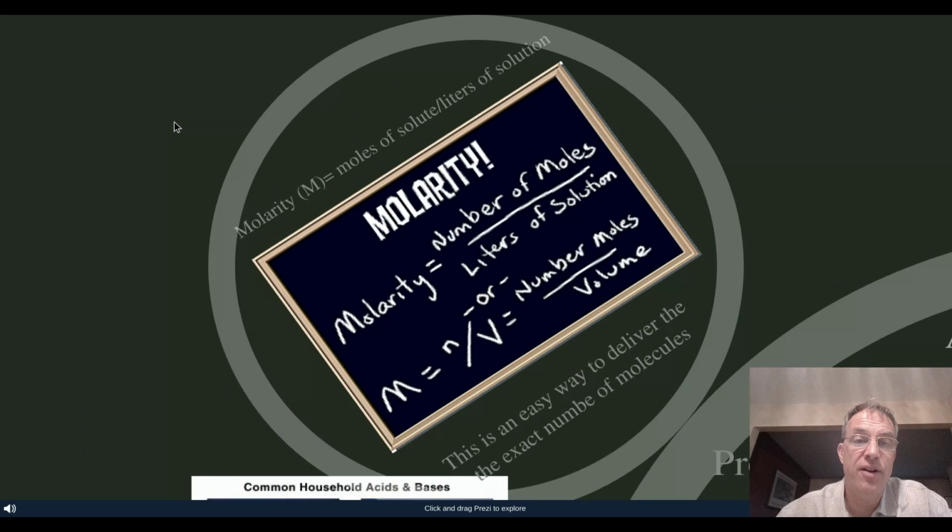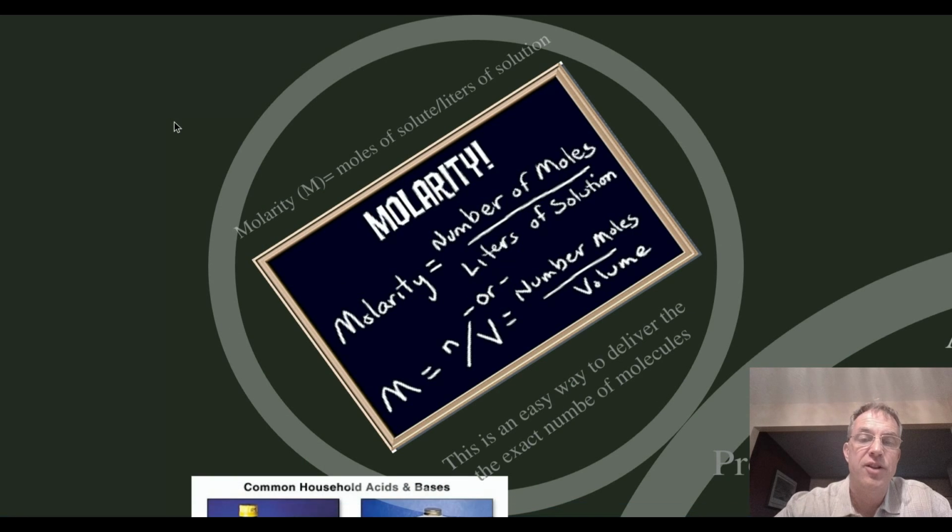Now, the other thing you're going to have to brush off and know is that whenever we're dealing with acids and bases, the concentration has to be done in molarity. Molarity, again, is the number of moles per liter of solution. That's the quantitative way of dealing with acids and bases. And with molarity, we can pour out the exact number of moles that we need.